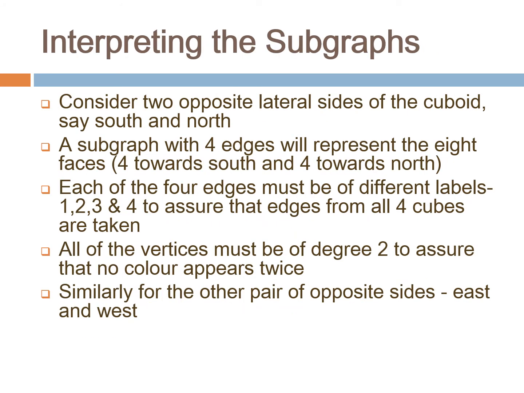The subgraphs so obtained are the means to find the solution. Consider two opposite lateral sides of the cuboid, say south and north. The subgraph with 4 edges will represent the 8 faces, 4 facing south and 4 facing north. Each of the 4 edges must be of different labels 1, 2, 3 and 4 to assure that edges from all 4 cubes are taken. And all the 4 vertices must be of degree 2 to assure that no color appears twice. Similarly, for the other pair of opposite sides, east and west.